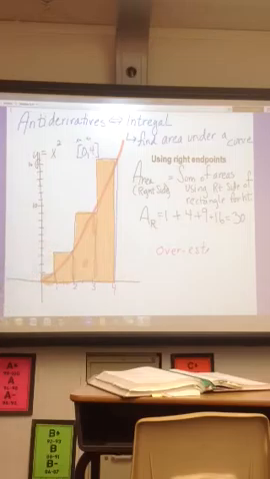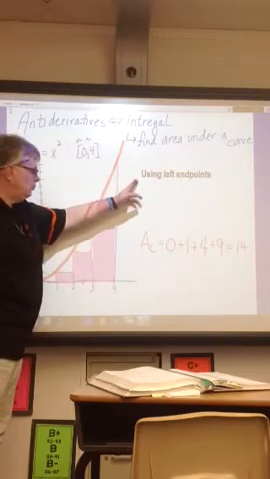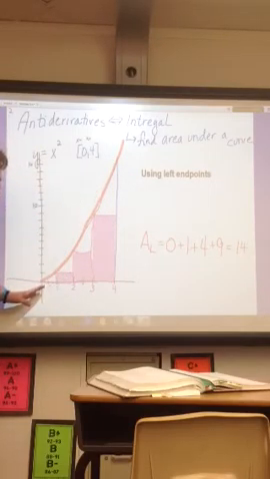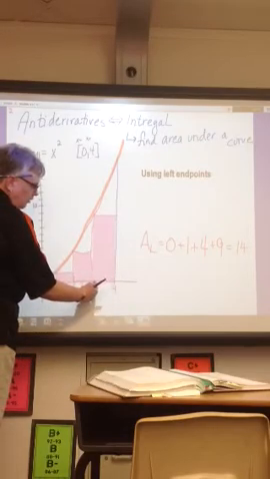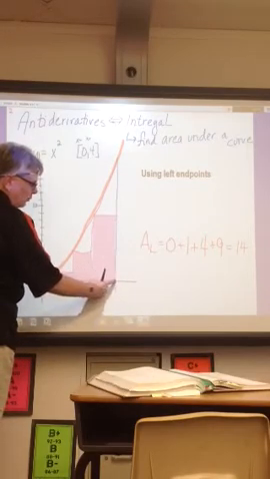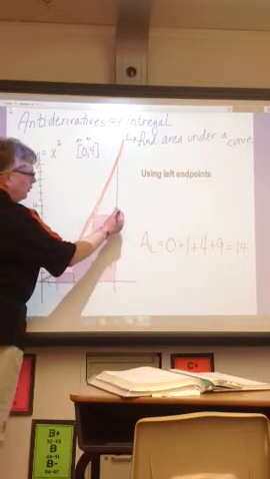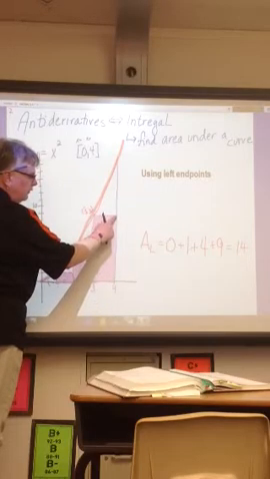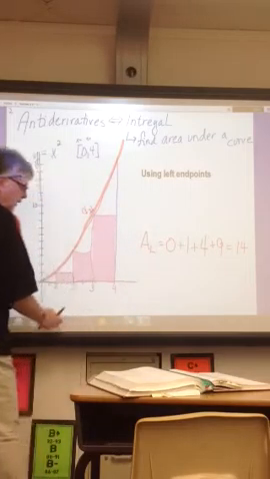All right, then we want to use left endpoints. Notice it is the same curve. It's the same from 0 to 4, except this time when I started it, I used the left side. So I'm going to start with this rectangle. If I go up here, this is the point 3, 9. So the height of this one is 9. The width is still 1. So the area of that piece is 9.